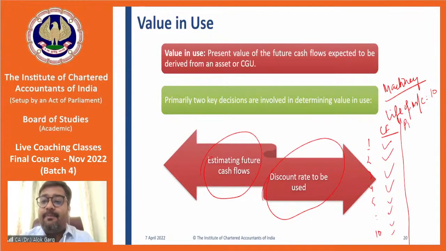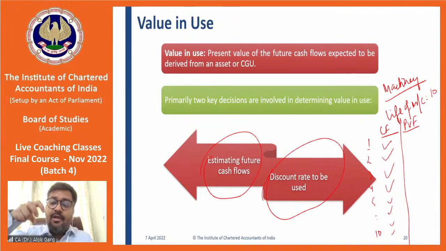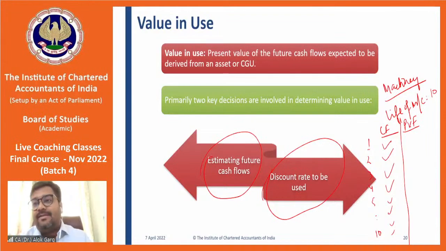Then you need to apply a present value factor, which is the discount rate, right? For example, I am estimating today that after 10 years, for this 1 crore rupees machinery, I will have a terminal cash flow of 1 lakh rupees. But this is after 10 years. So what is the value in use today? I need to calculate the present value of this 1 lakh rupees, which I'll receive after 10 years, right?